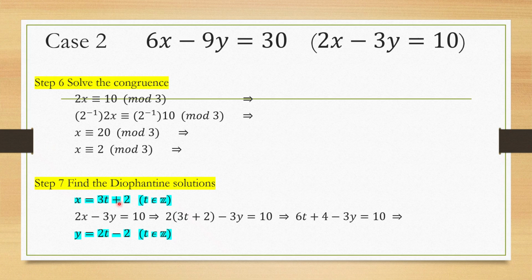So now step 7 would be to find the Diophantine solutions. Here we have x is equal to 3t plus 2, where t is an integer, since when x is divided by 3, we get some integer with a remainder of 2. Now 2x minus 3y is equal to 10 can be written as 2 times (3t plus 2) minus 3y is equal to 10, which gives us 6t plus 4 minus 3y is equal to 10. So y is equal to 2t minus 2, where t is also an integer.